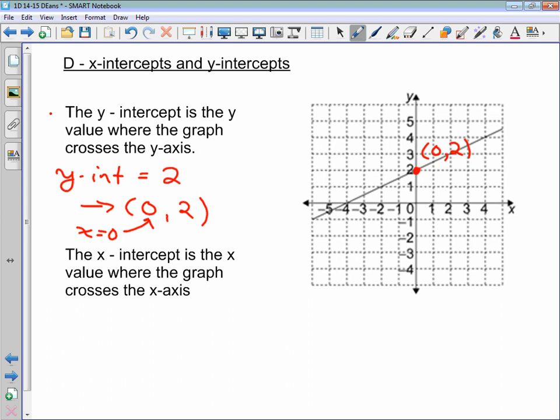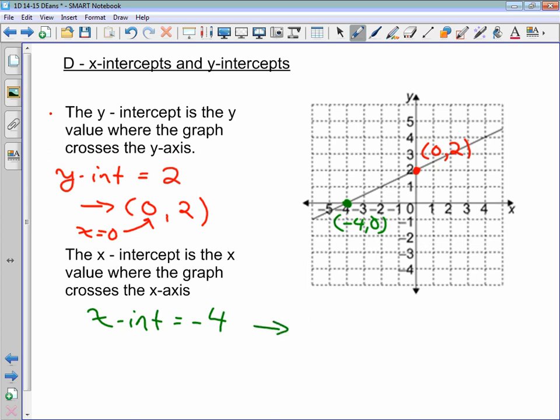Similarly, our x-intercept is the x value where the graph crosses the x-axis. So again, if we look at this graph here, we find where our line crosses the x-axis. That's right there. So our x-intercept here is -4. Okay? But this also can be the ordered pair, or the coordinates of a point. We could label this (-4, 0). Okay, our x is -4 and our y is 0.